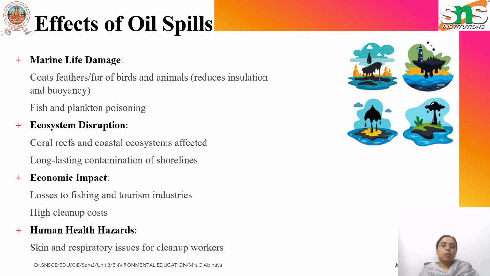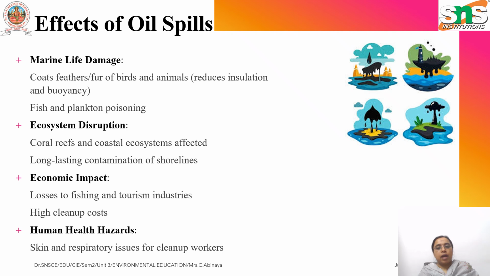So let us discuss about the effects of oil spills. When you take the effects, these are serious and long lasting. So first thing, marine animals, that is marine organisms, they suffer the most. Birds and sea otters get their feathers and fur coated in the oil, and this prevents them from staying warm and floating properly, often leading to death.